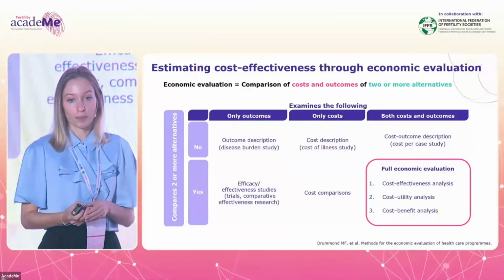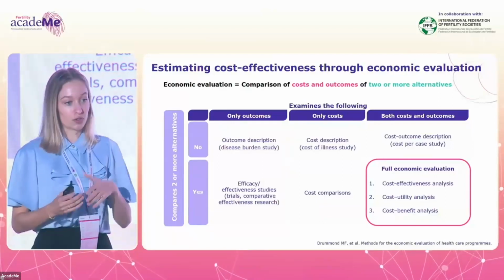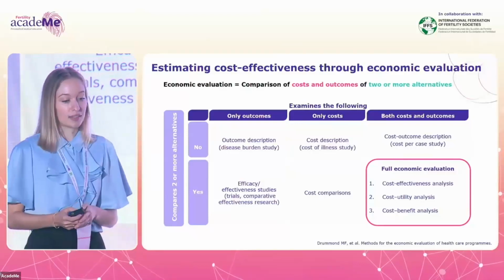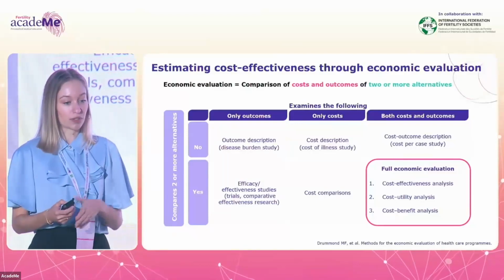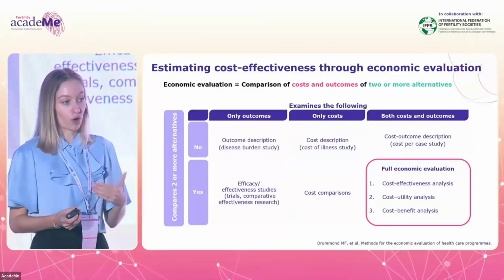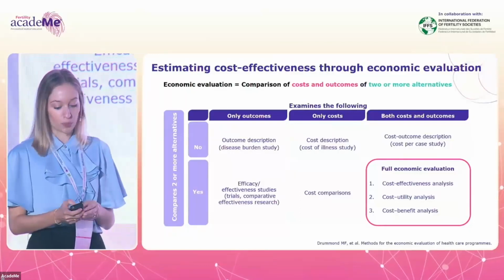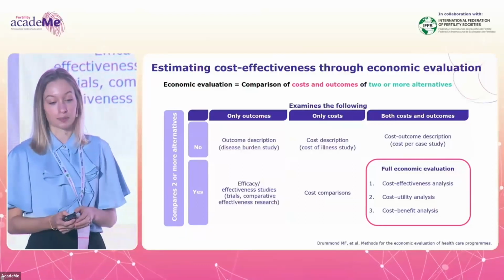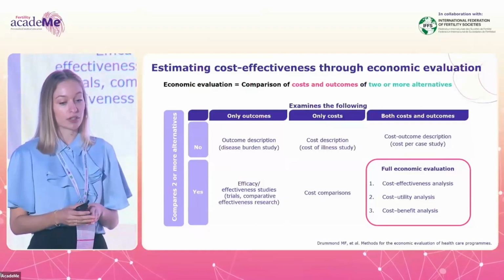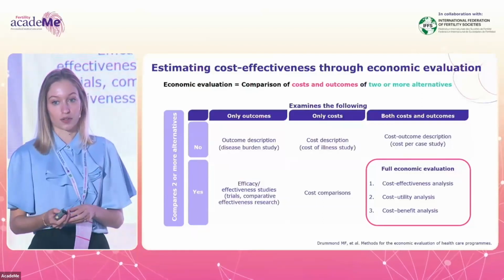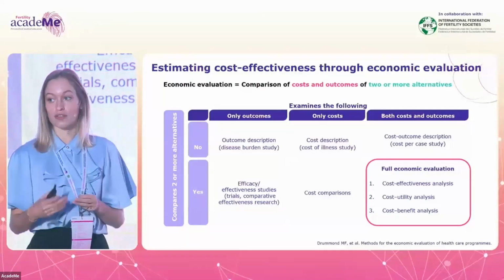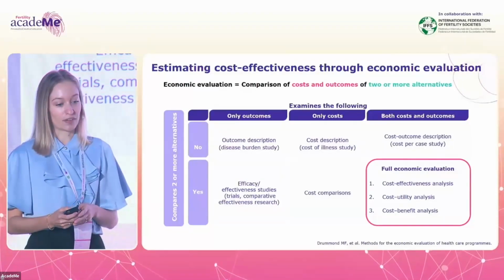If you're not comparing two or more alternatives, but you're just providing a description of, for example, only outcomes, then you're performing an outcome description, a disease burden study. If you're only providing a description of costs of one alternative, then you're performing a cost of illness study. If you are describing both costs and outcomes of one intervention, then you're performing a cost per case study. If, however, you are comparing two or more alternatives, then you are performing an economic evaluation.